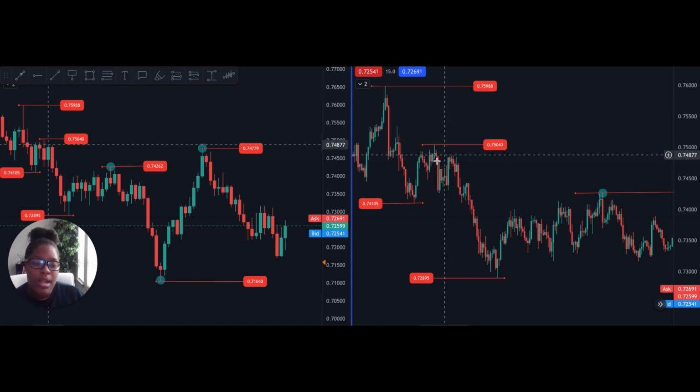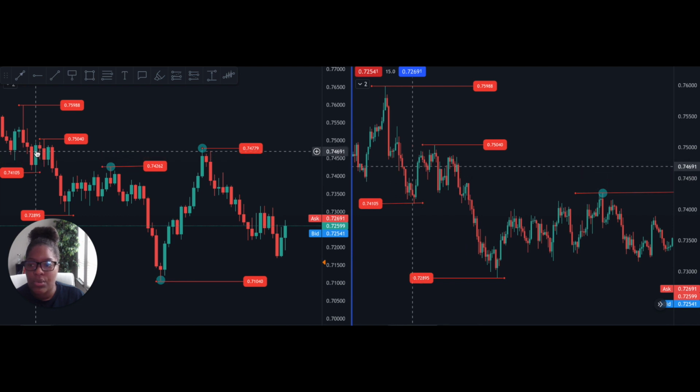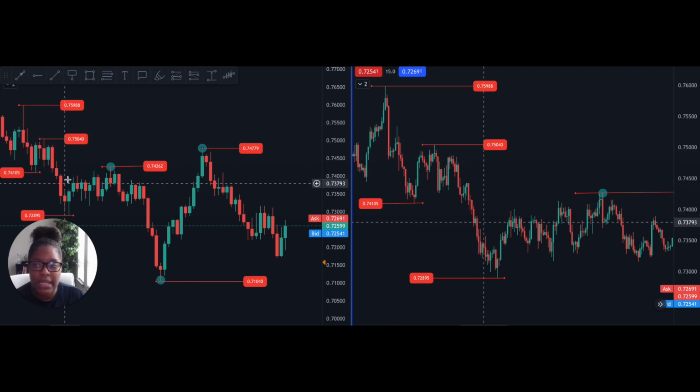But what we are looking at is, if you guys see this green candle, I just want to show you something. This green candle, red candle, and then price ends up declining.